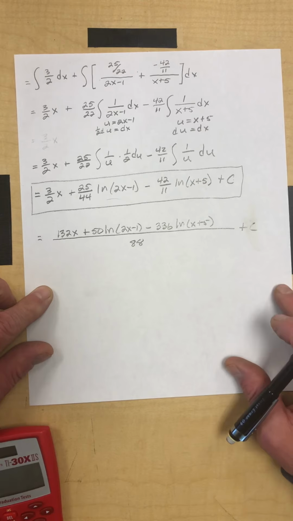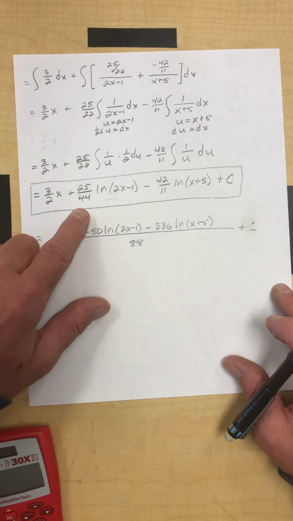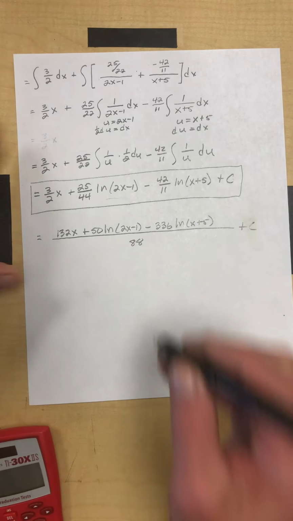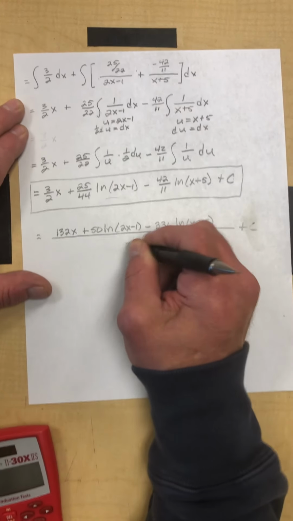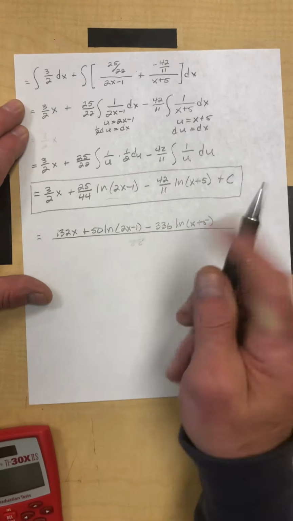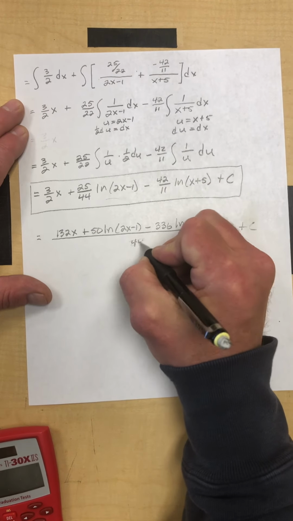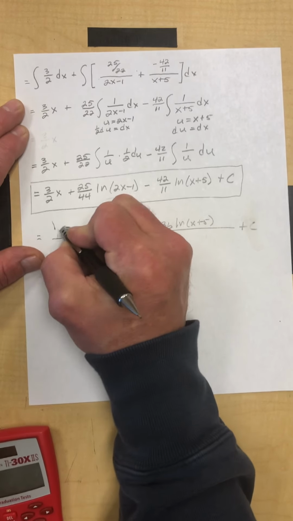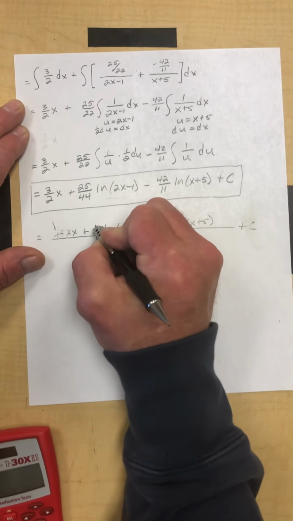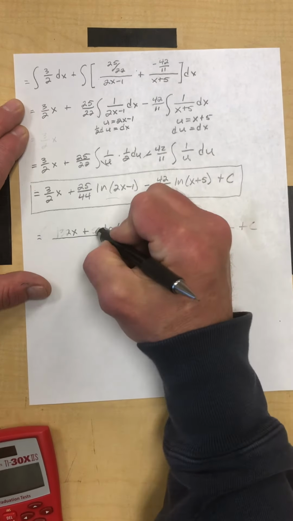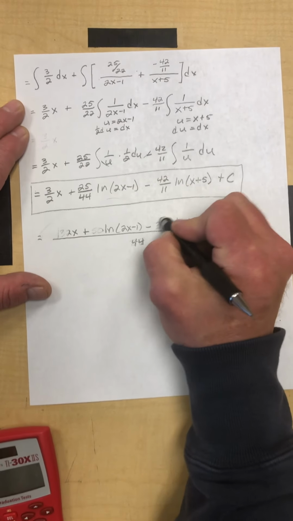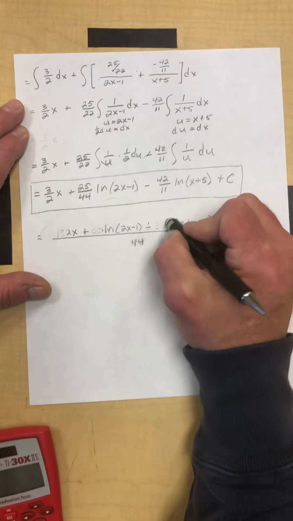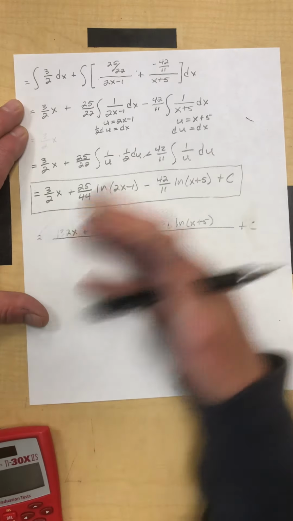Wait a minute. I could have just gone with a 44, couldn't I have? What am I thinking, 88? Let's go with a 44. How about we just do that? So that'll change this, that'll change this, and that'll change this. I'm glad I caught that. Hopefully you guys caught it.